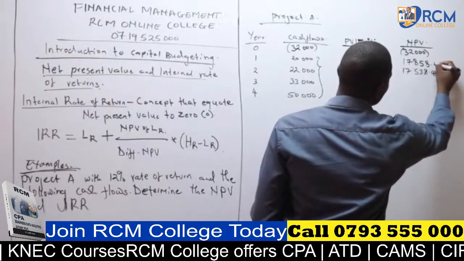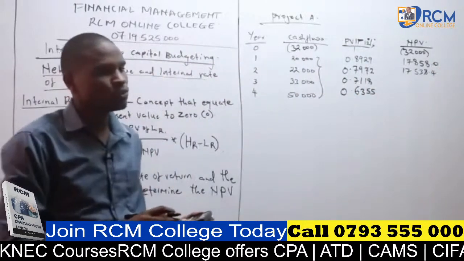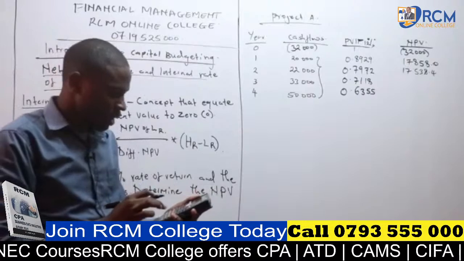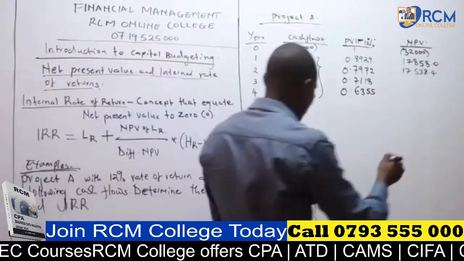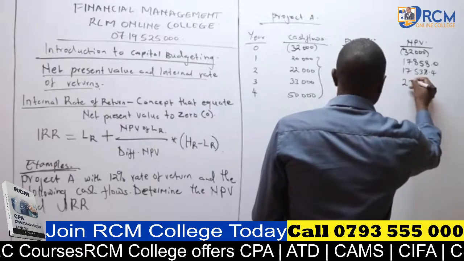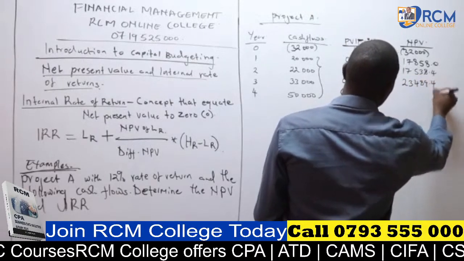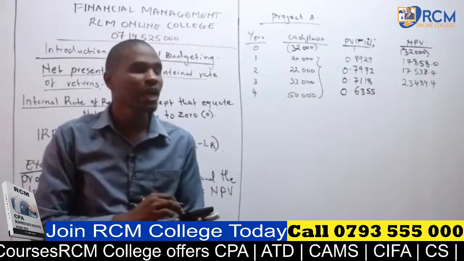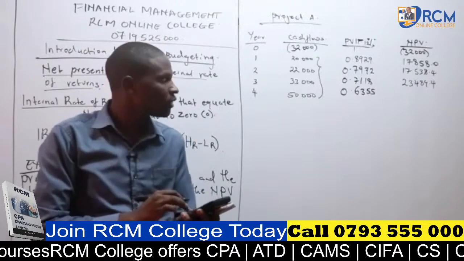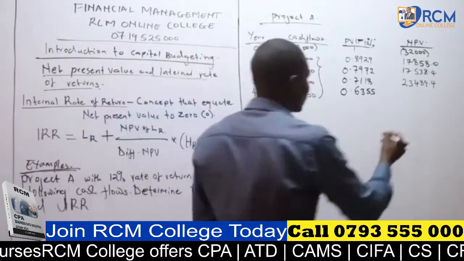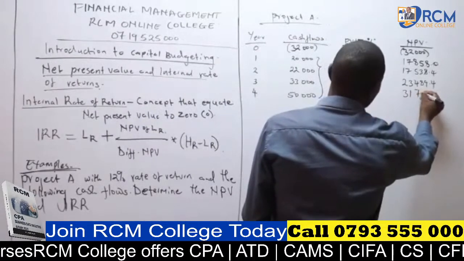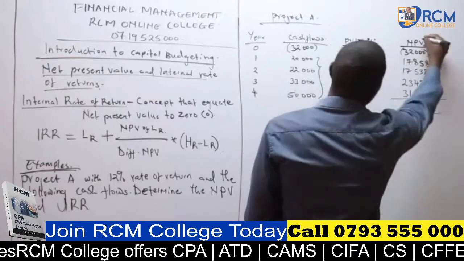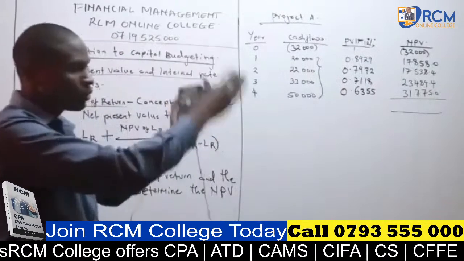This is sensitive to me. For year 3 is 33,000 times 0.7118. I'm getting 23,489.4. Good. The last one, class, I have 50,000. I have to compute 50,000 times 0.6355, giving me 31,775.0, of course. Now, since my heading is indicated as NPV, I'm going to do the summation.